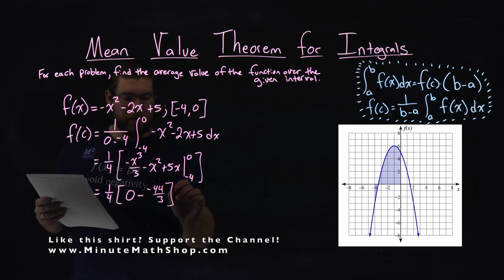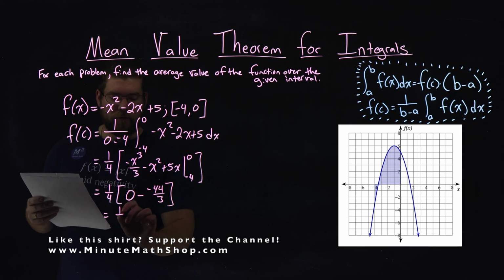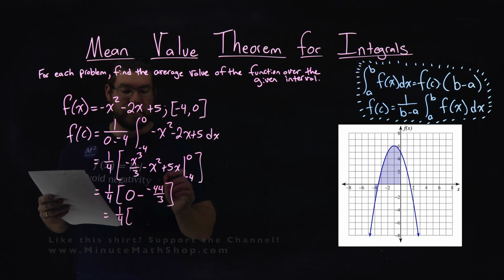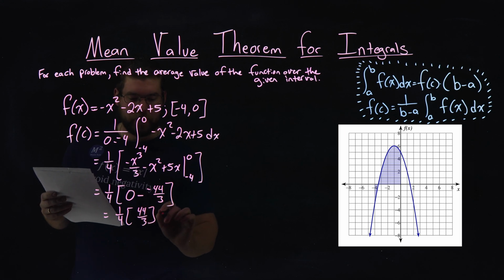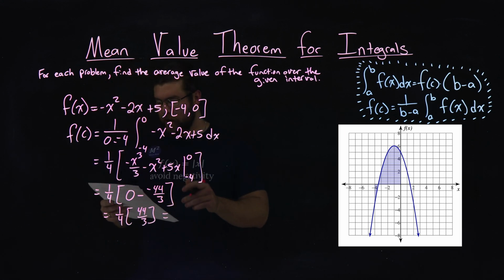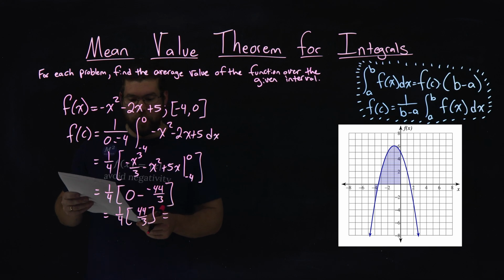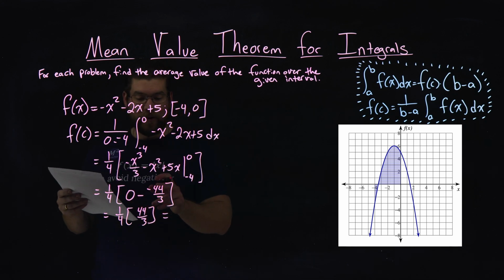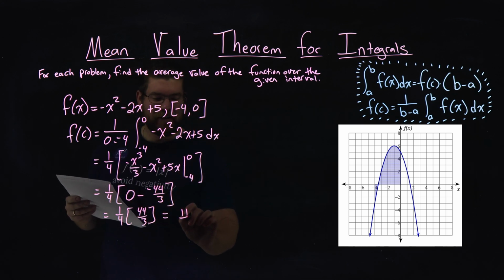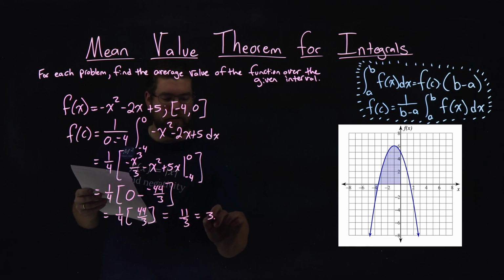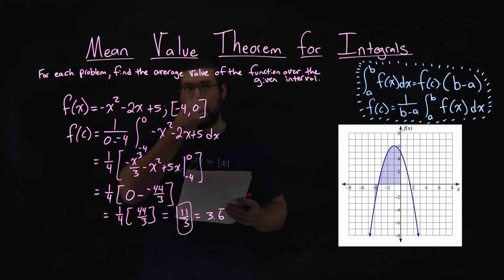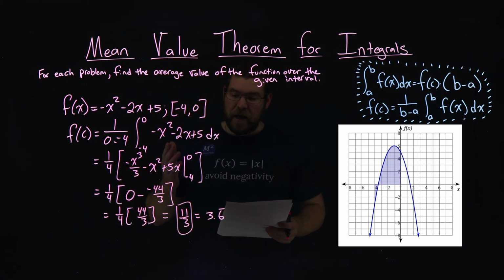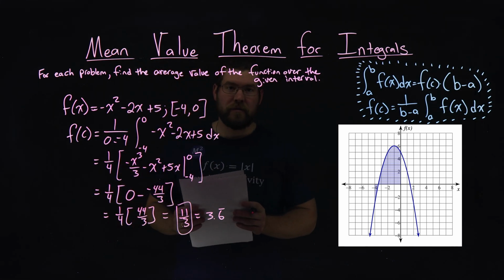Well, we can simplify this pretty easily. We have a 1/4 here times 0 minus a negative 44 over 3, which is a positive 44 over 3. Multiply that out. 1/4 times 44 over 3 is 11/3, which also equals 3.6 repeating. And so there we have it. We found the average value of the function on our given interval, and that was 11/3.